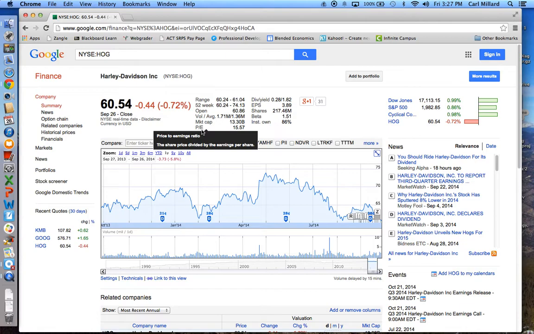PE. I could make a video just on PE, so I'm going to keep it real simple. Price to earnings ratio just tells you if the price and the earnings are in line with one another. You do not want to buy an overpriced pig. No connection to hog. You don't want to buy something that's overpriced. You don't want to do that for shoes. You don't want to do that for a car. You don't want to do that with stocks either.